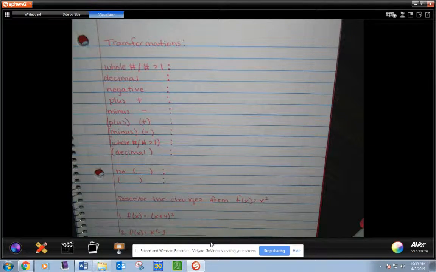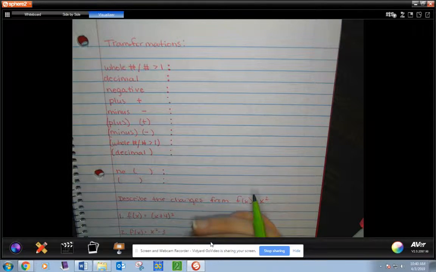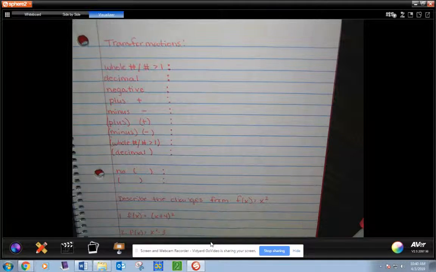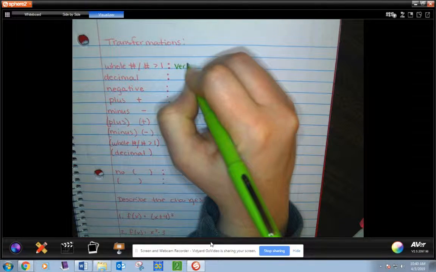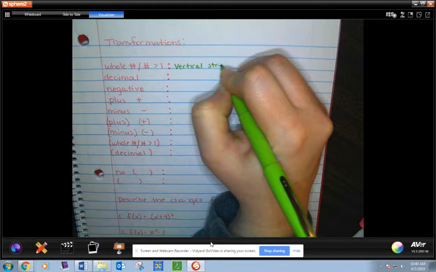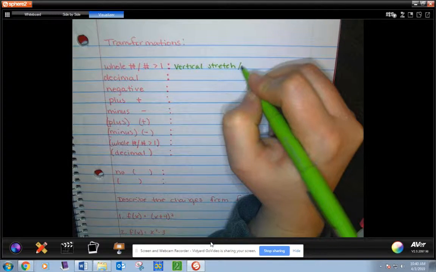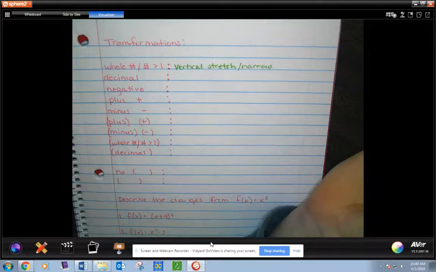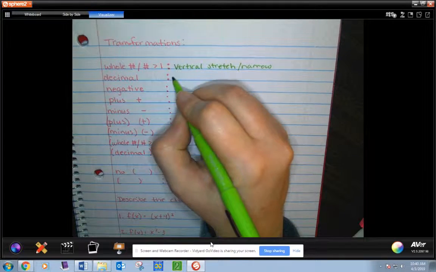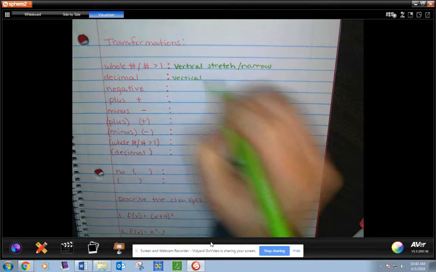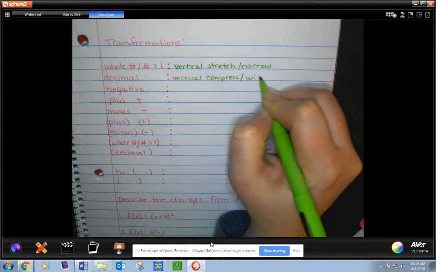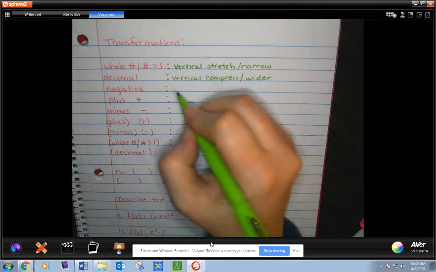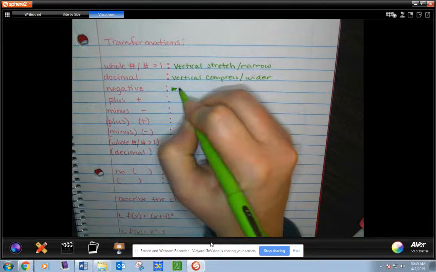Okay, so I'm again going to give you the cheat sheet that's been up on the board, but then we're going to do some examples, and I'm going to show y'all how y'all can do it a little bit differently. So when you have a whole number or a number greater than 1, this is a vertical stretch, or you can use the word narrow. When you have a decimal, this is a vertical compression, or we get wider. If the number is negative, negative reflect.